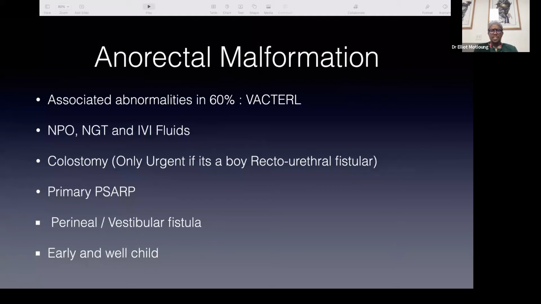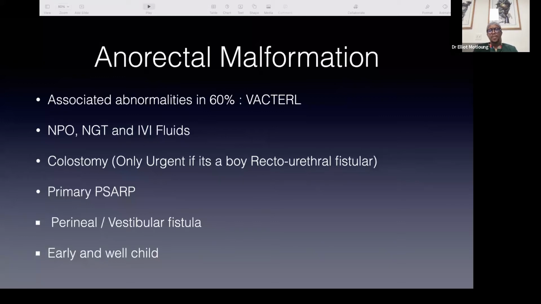Some patients, especially as I mentioned, recto-vestibular fistula or perineal fistulas, we can do a primary PSARP on them. And some doctors will decide whether they want to cover a stoma or not, or some say no stoma, they put the child on TPN. But most of them, they still get a stoma one way or another, unless they are early and a well child with a perineal or vestibular fistula.